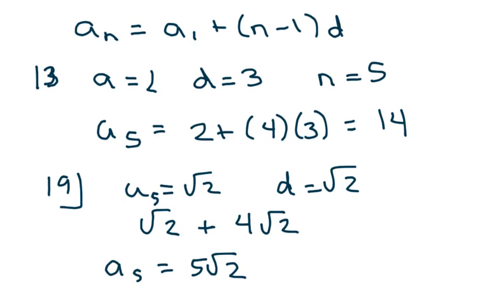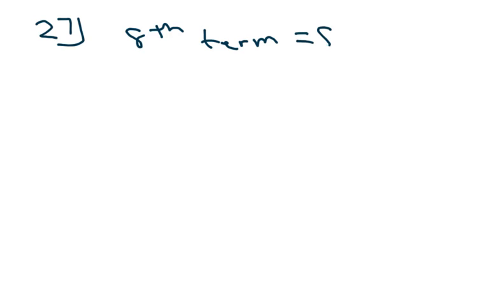We have to find the first term and the common difference and give a recursive formula and a formula for the nth term. So the next set is the harder set. So we're going to start with 27. We have the 8th term is 8, and the 20th term is 44. So what we're going to do is solve the equation by subtracting the first one from the second one.